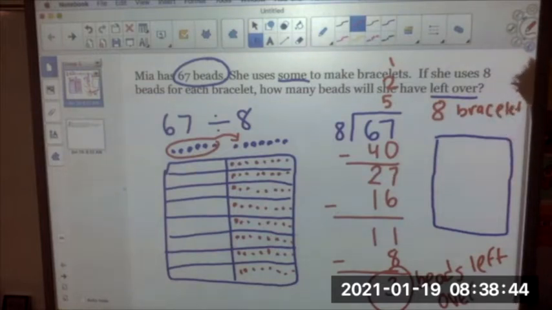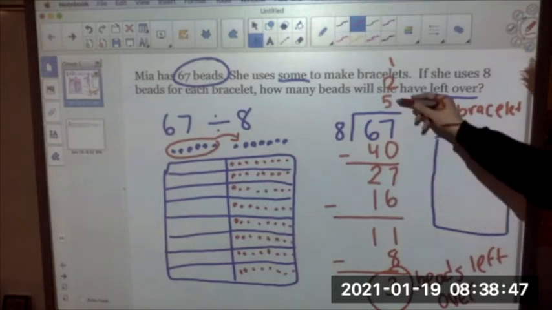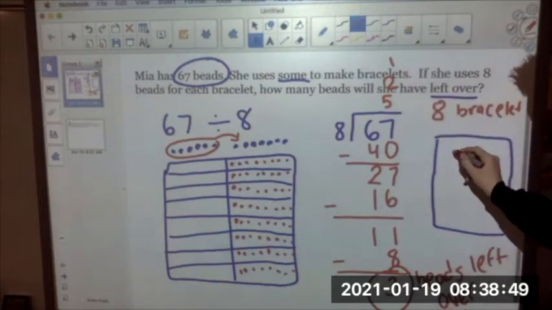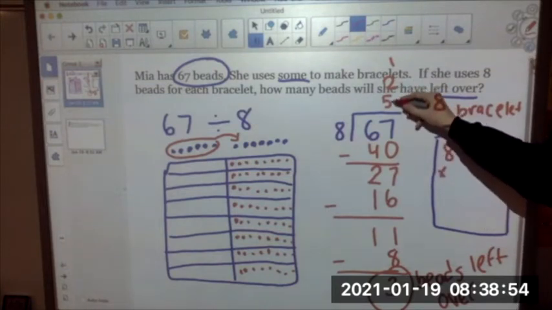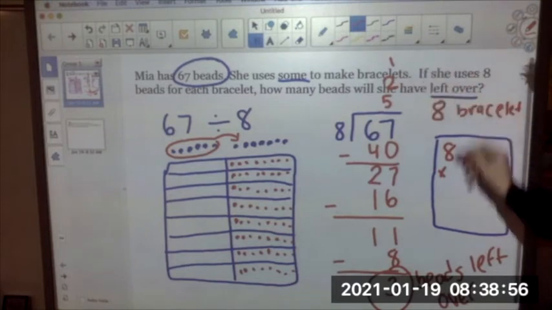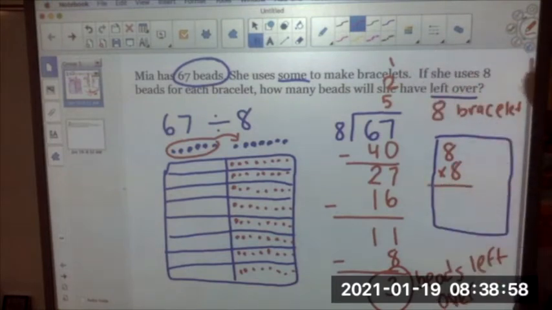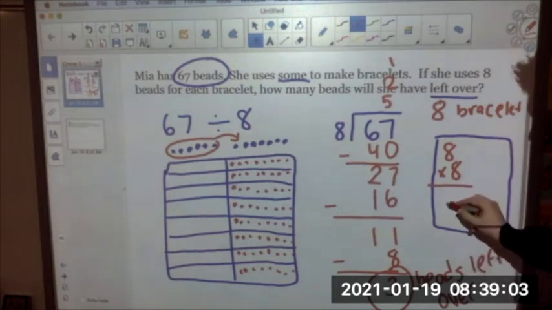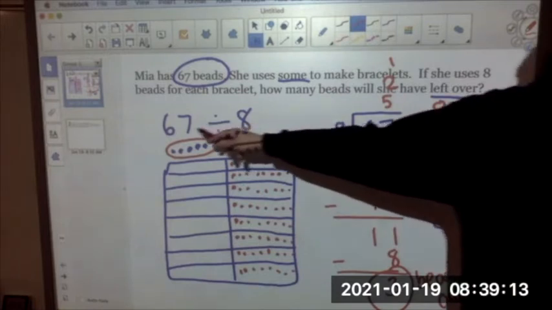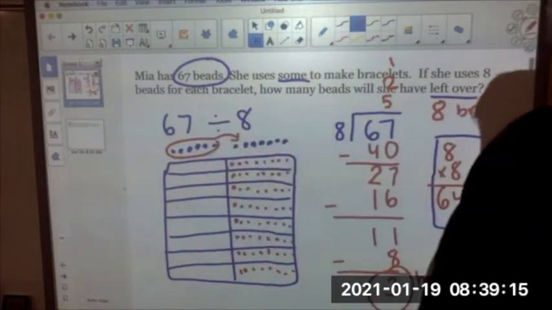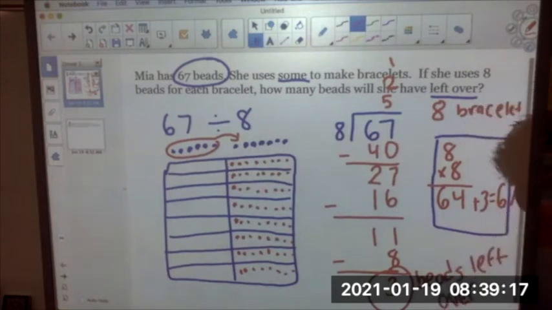We got to check our work. So we're going to plug in what we have, the quotient, 8, times 8. If you don't know your facts, you should have your multiplication chart out. 8 times 8 is 64, plus the remainder of 3 gives me 67, which is what I started with. So I know I'm right. All right, guys, moving into the problem sets.